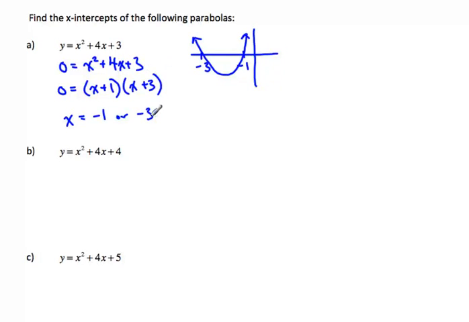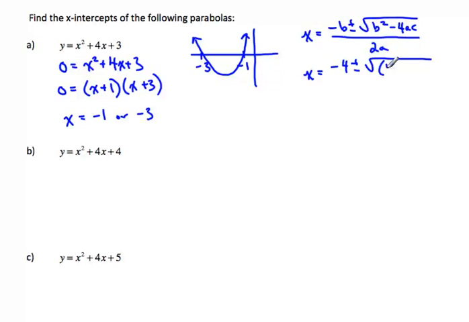Now this was easy to do using factoring, but to illustrate the point I'm going to be making, I'm going to do the same thing by using the quadratic formula. So I'm going to start from here, and I'm going to use x is equal to negative b plus or minus the square root of b squared minus 4ac over 2a. A here is 1, b is 4, c is 3. So I plug those in, and I get x is equal to negative 4 plus or minus the square root of 4 squared minus 4 times 1 times 3, all over 2 times 1, which is 2.